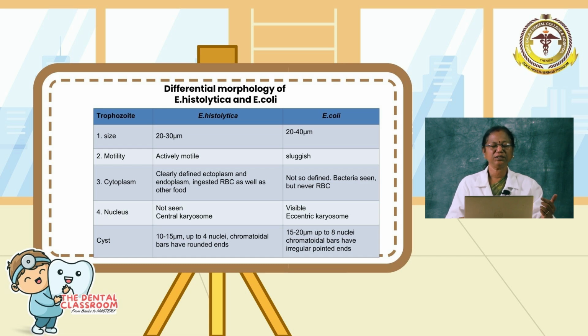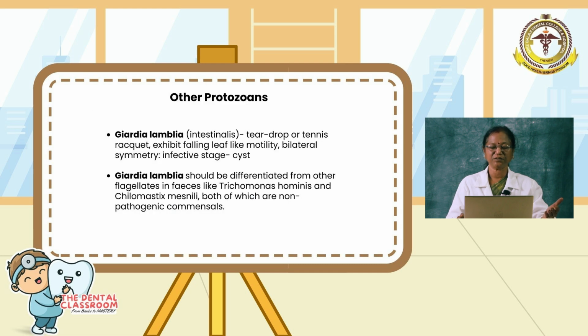And it is very, very important, like how you differentiated histolytica from Entamoeba coli, Giardia lamblia should be differentiated from other flagellates like Trichomonas hominis and Chilomastix mesnili, both of which are non-pathogenic commensals. They are all non-pathogenic. So, very important, you have to differentiate between them.